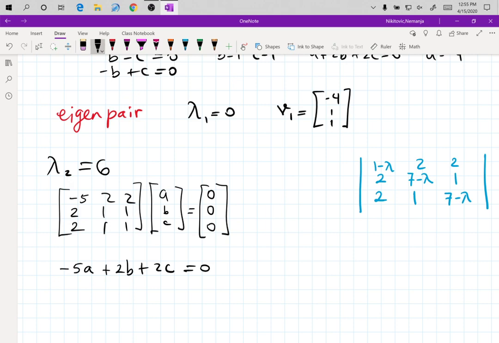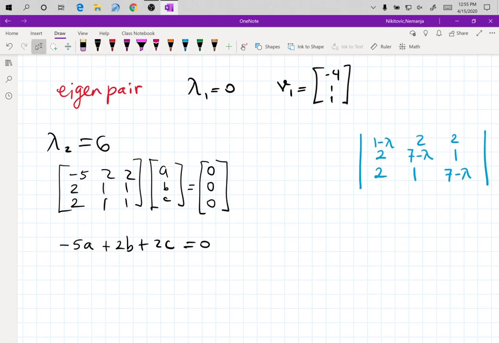All right, cool. So now we're going to go down and go 2A plus B plus C equals 0. And 2A plus B plus C equals 0. Oh, look at that. Isn't that the same equation?